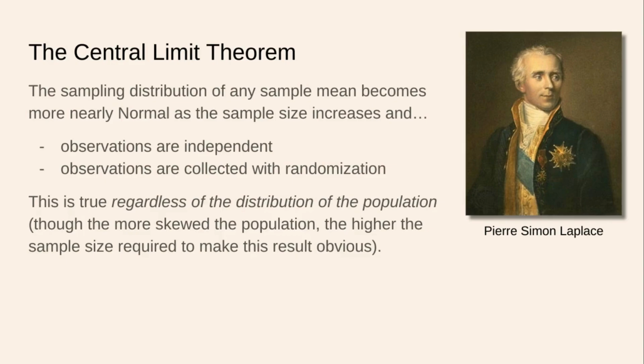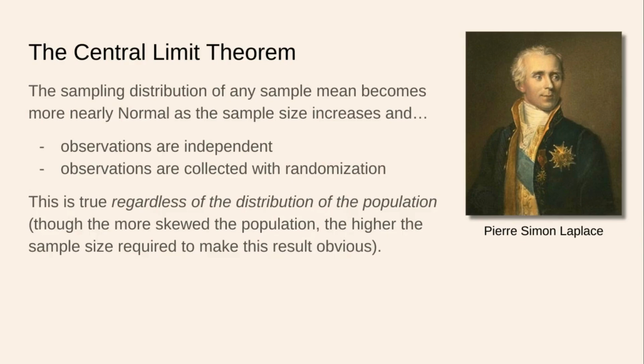And what's amazing is this is true regardless of the distribution of the population. The more skewed the population, the higher the sample size you'll need to get that nice bell curve. But what this is saying is that the sample mean, like the sample proportion, is a variable that, assuming a large sample size and a couple other things, fits a bell curve. And it doesn't matter how the variable that you may be analyzing is distributed. The mean of that variable is a normally distributed variable.